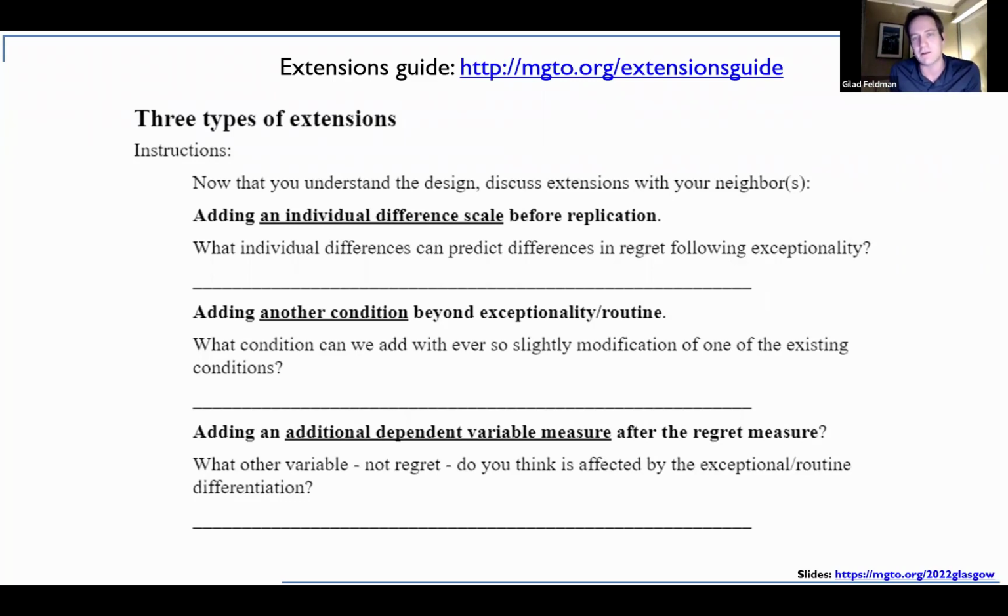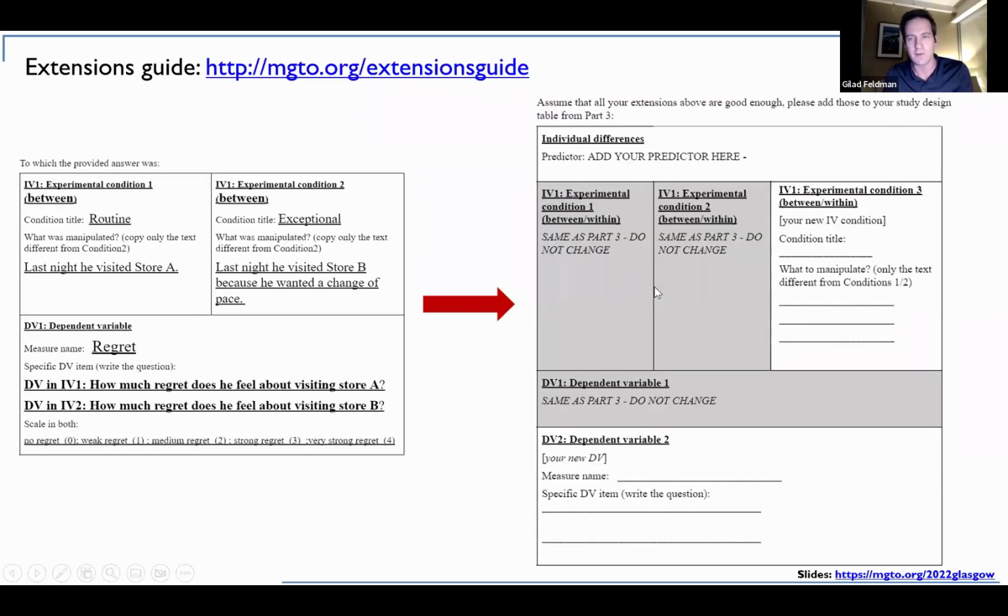Another option is adding another condition. So you have exceptionality versus routine, but perhaps you can change very slightly one of these conditions and add this as a third condition, or you can add a dependent variable. And I thought that these categories are generally very easy for students to understand and follow up in classroom. So we have some wonderful things that come out of that. So what I asked them is, after we've written down the experimental method, add either individual differences or another condition, a third condition, or add a DV on top of that. And I think just the table structure helps make this clear.